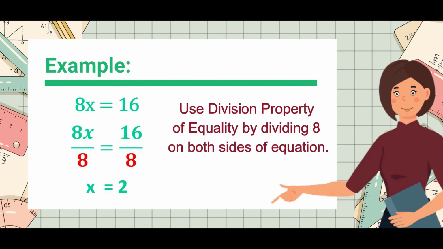For example, we have the equation 8x is equal to 16. Using the division property of equality, we divide by 8 on both sides of the equation. We will have 8x divided by 8 is equal to 16 divided by 8. So we will have here x is equal to 2.